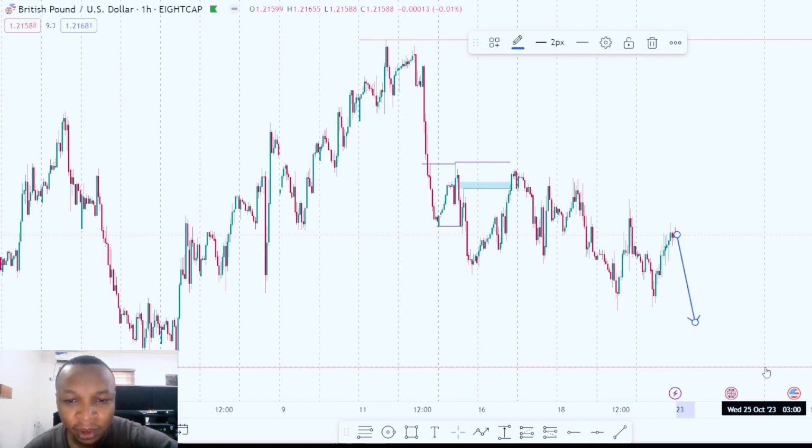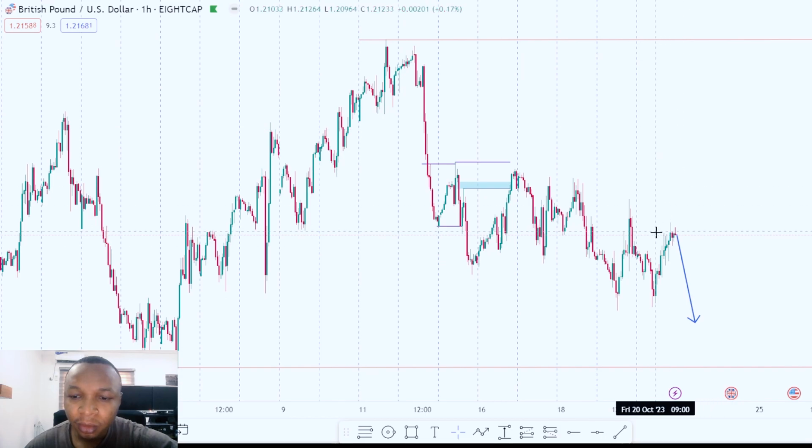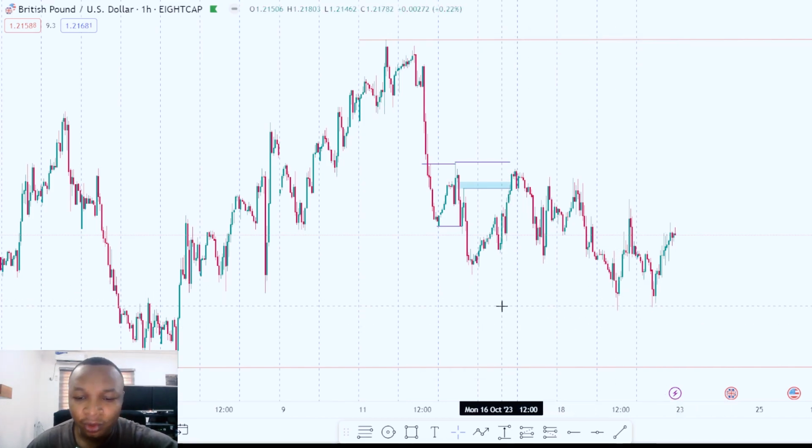For now, GBP USD is in this range, and we expect to continue trading it as a range until it breaks out of it. Then we'll continue to take the trend. The same thing applies to Euro USD and a few other foreign currencies.